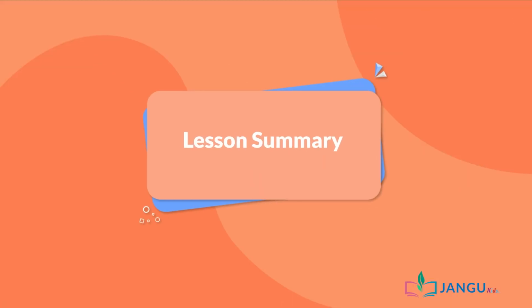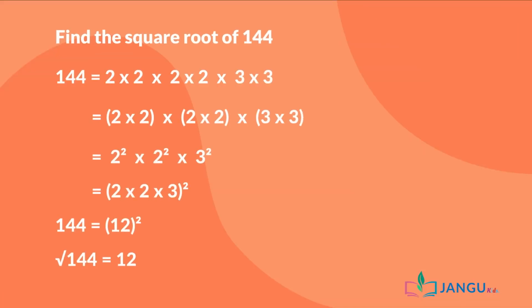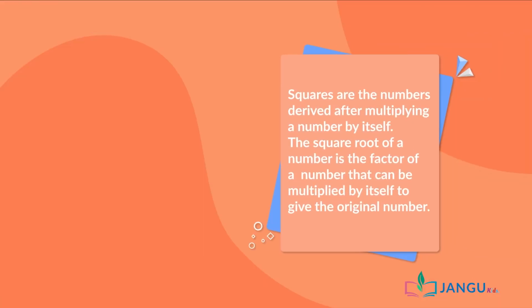Now this brings us to the end of the lesson. We have learned 2 ways which we can find the squares and square root of numbers. Remember, to square a number, multiply it by itself, and the square root of a number is a value which when multiplied by itself gives the original number.